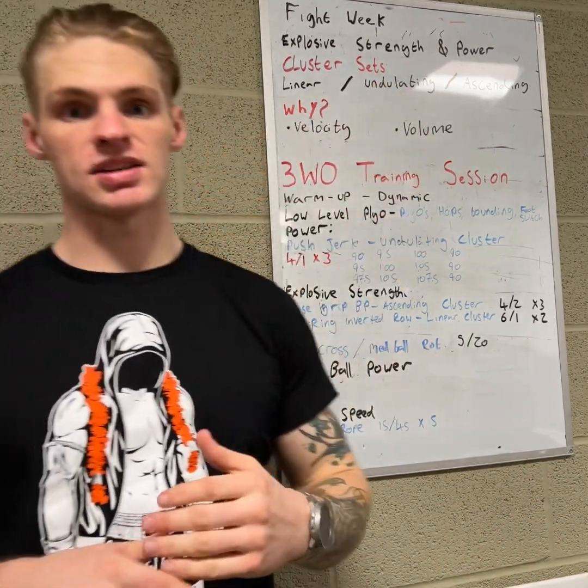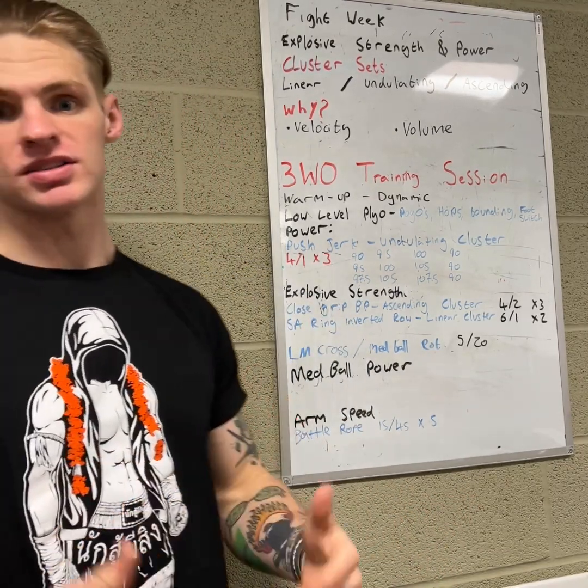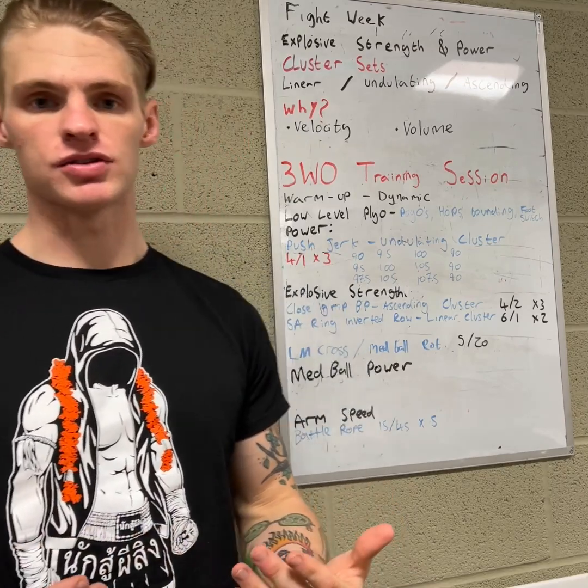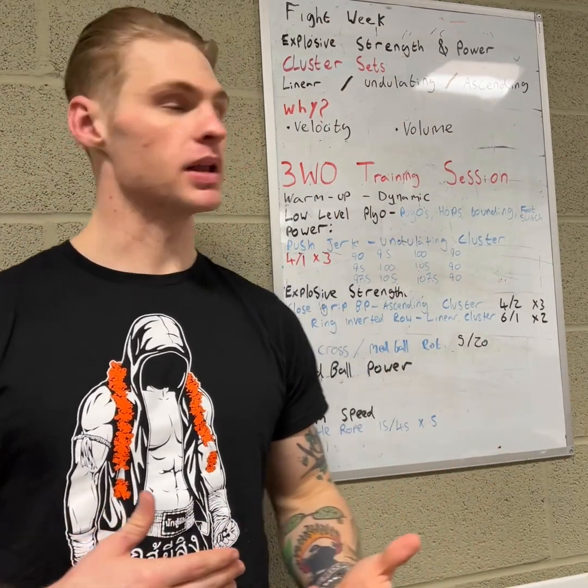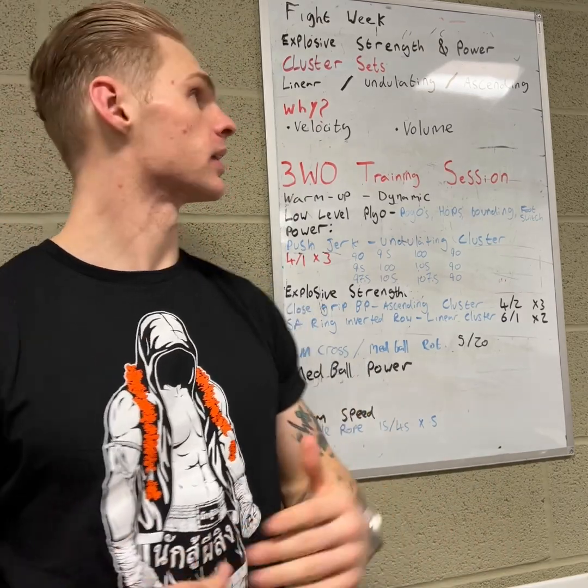Undulating cluster sets work slightly differently. So I might do a 95 kilo bench press for 2 reps, a 100 kilo bench press for 2 reps, a 105 kilo for 2 reps, and then drop back down to 95 kilos for another 2 reps. So we're going up the weight and then back down the weight. We can go up 2, down 2, up 3, down 1. We can play a million different ways, but that's undulating.